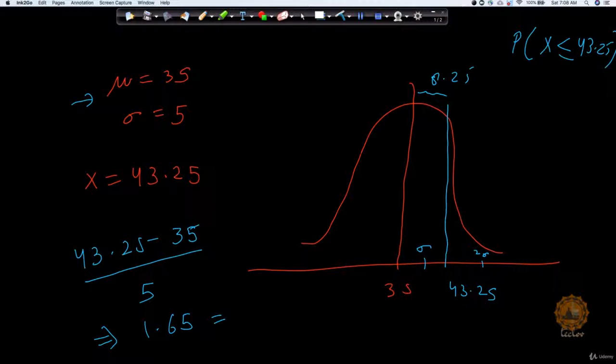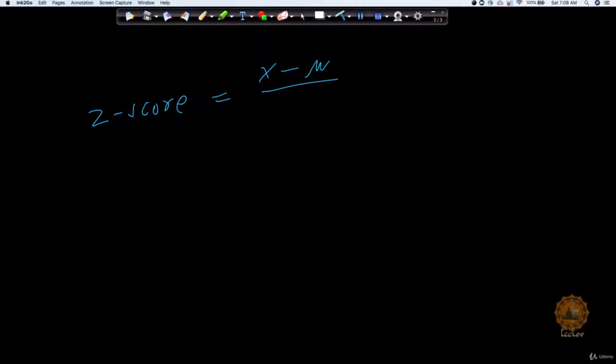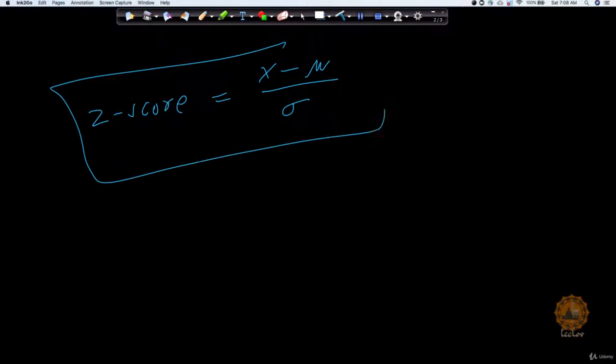This value of 1.65 is also called the Z-score. This is the standardized format of the data. So I can represent my Z-score as the value X minus mu divided by sigma. This is the formula for getting any Z-score. It means I'm just standardizing the data before we perform anything else. In fact, this is going to really help us in determining the probability for the question I have asked. I will tell you how. It's very simple to do.